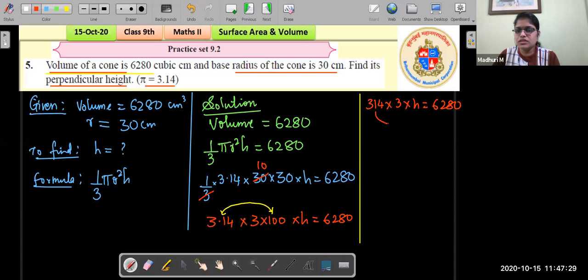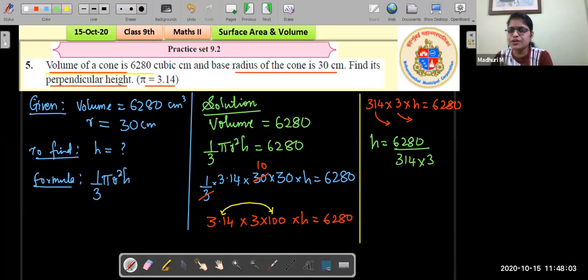And we need to shift these numbers to the other side because we have to find h. So that would give us h is equal to 6280 divided by, we need to move these numbers to the bottom, right? So that would be 314 times 3, and simple calculations will give you the answer, right? In the earlier problem itself, we saw that twice of 314 is 628. So students, be very careful, just looking at the numbers you should be able to identify. No need to multiply 314 with 3 and then do the long division and everything like that. No need at all. Just check.